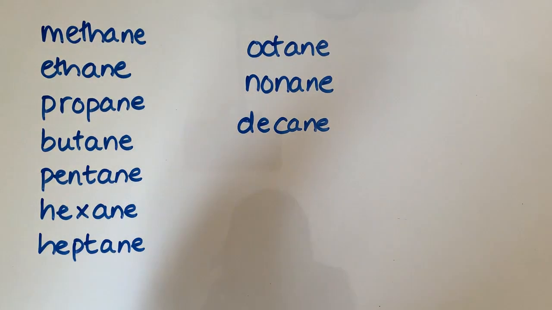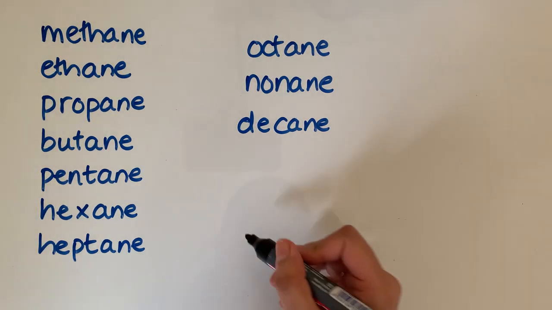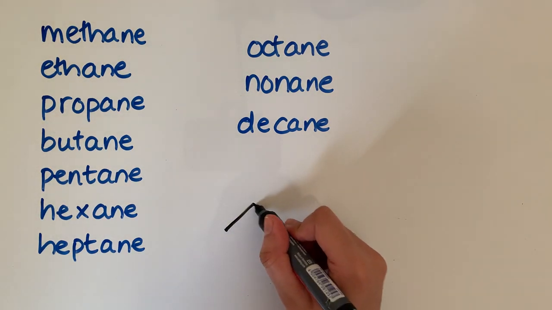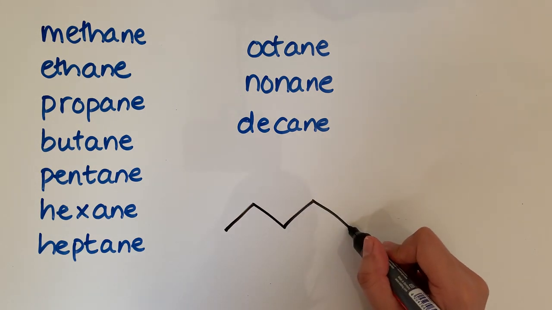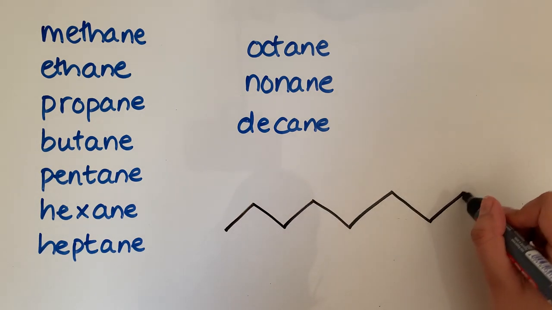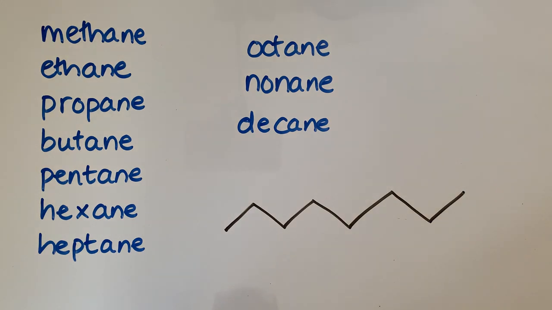So for example, if you were asked to draw the skeletal formula of octane, so that'd be 1, 2, 3, 4, 5, 6, 7, 8. So that's the skeletal formula for octane.